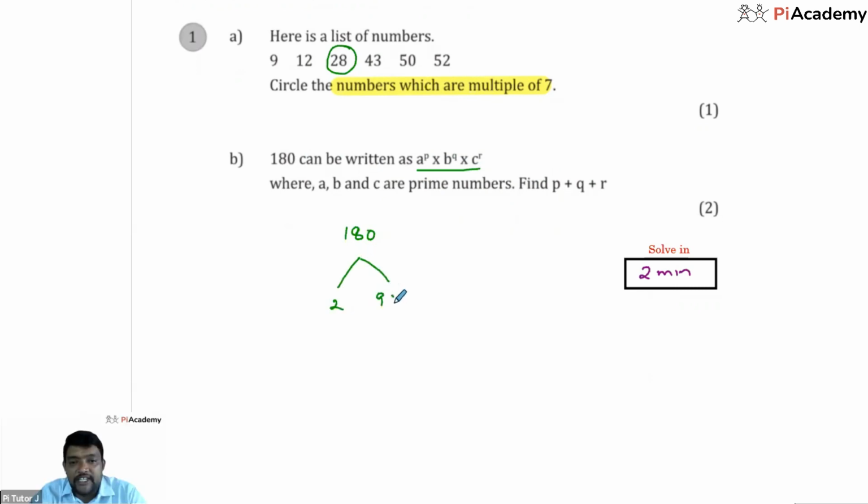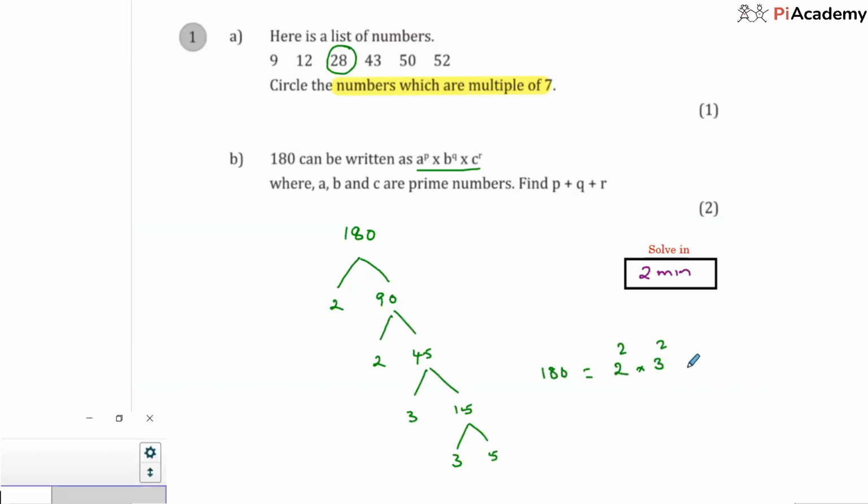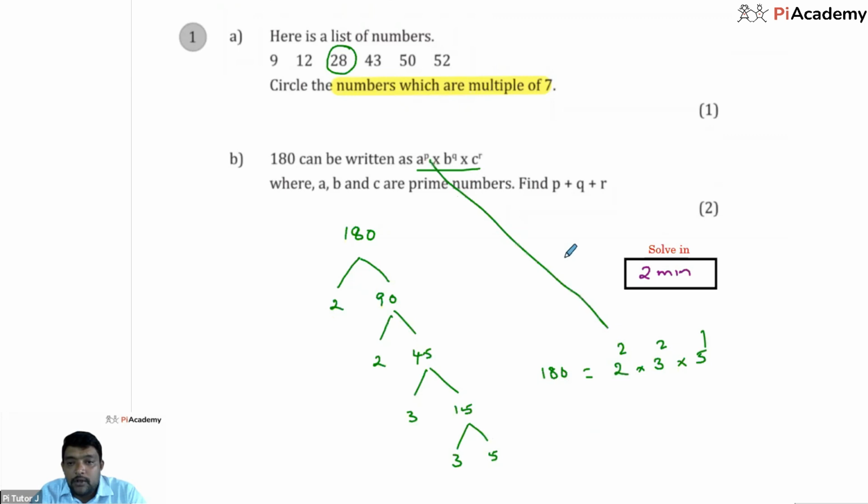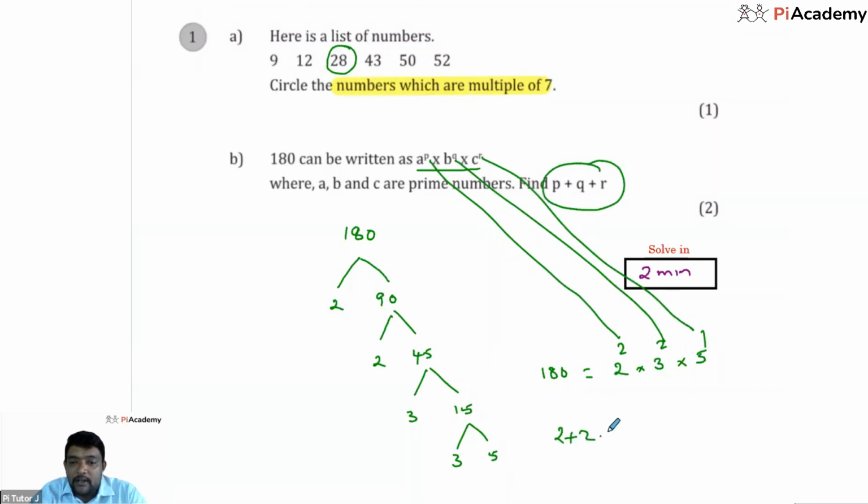2 times 90 is 180, and 2 times 45, and 3 times 15, right? And again 3 times 5. So basically you can write 180 as 2 squared times 3 squared times 5 to the power of 1. So basically a to the power of p, b to the power of q, c to the power of r. So p is 2, q is 2, and r is 1. You're asked to find p plus q plus r. p plus q plus r is 2 plus 2 plus 1, which is 5. So your answer is 5.